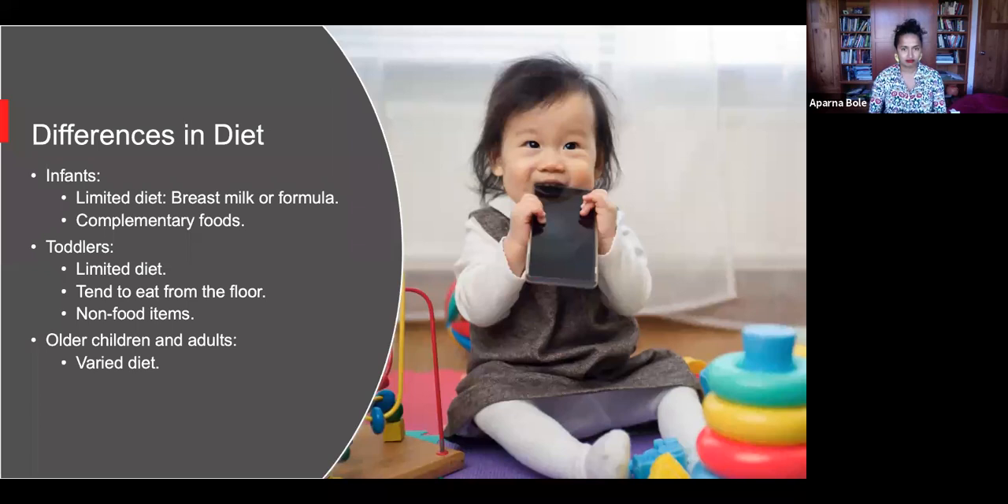There are a number of reasons why children are uniquely vulnerable to environmental hazards in general: their physiology, their unique windows of critical development, their developmentally appropriate behaviors. Specific to lead exposure, there are some differences in diet that render young children uniquely vulnerable. Infants have a limited diet of breast milk or formula with gradual introduction of complementary foods. Same thing with toddlers. Their diet tends to be a little bit more limited. They also tend to eat stuff off the ground. They might put stuff in their mouth that's not food. That's compared to older children and adults, who don't have some of those behaviors and have a more varied diet. Next slide, please.